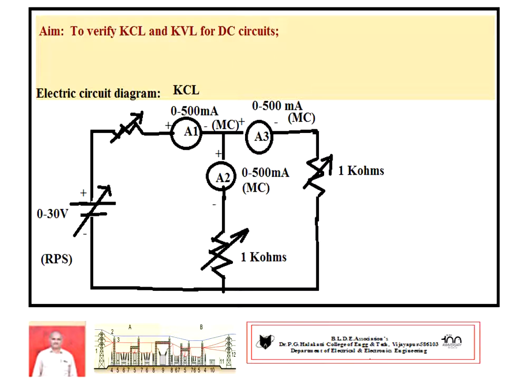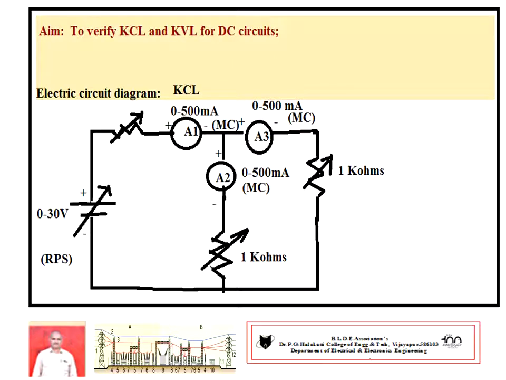As shown in the electric circuit diagram, this is for Kirchhoff's current law. You start from the 30 volts battery, also called the regulated power supply, positive point going to one of the resistances. Then the other end of the resistance goes to the positive connection of ammeter 1. Then the negative ammeter connection goes two ways: one to A3, one to A2. The other end of A2 goes to a resistance of 1 kilo ohm, which is returned to the negative terminal of the battery.